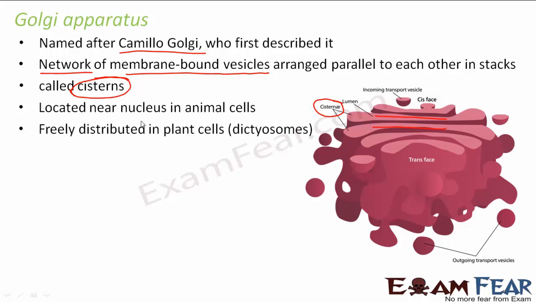Now they are generally located near the nucleus in animal cells, okay? In plant cells, they are freely distributed, and in plant cells, Golgi apparatus is known as dictyosomes. That means their appearance is a little different in plant cells than in animal cells. In animal cells, again, it is similar to endoplasmic reticulum. That means it will be located somewhere nearby to the nucleus. But in case of plant cells, it can be scattered in any part, and they are known as dictyosomes. So Golgi apparatus in plant cells are called dictyosomes.